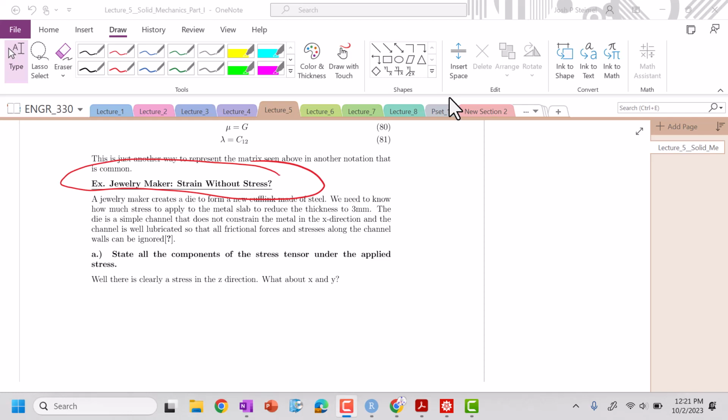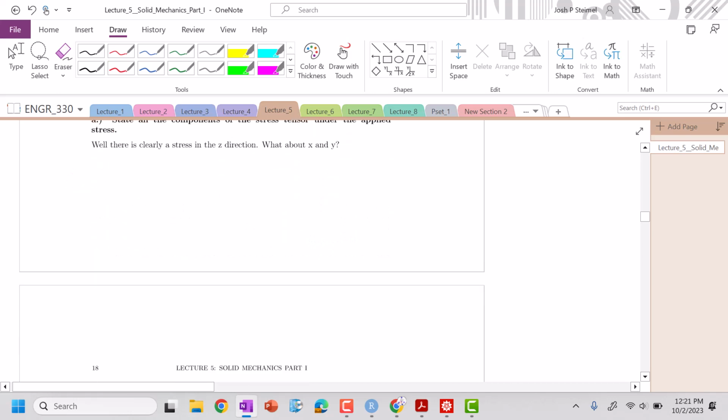Hi everyone, we are back and we are going to start our example problem with Jeweler Maker, strain without stress. How can we get this? So we're trying to make a die to form a new cufflink made of steel. We need to know how much stress to apply to the metal slab to reduce thickness to 3 millimeters. This die is a simple channel, does not constrain the metal in the X direction, and is well lubricated. All frictional forces and stresses along the walls can be ignored.